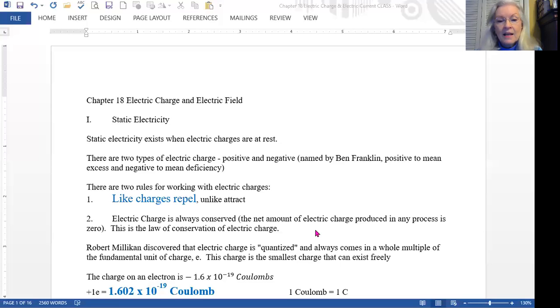Robert Millikan is famous for coming up with a unit to measure electric charge in. He said that electric charge was quantized, so it comes in fundamental packets, and it always comes in a whole number of these fundamental units. He called it charge e. That's the smallest charge that can freely exist. It has a value.